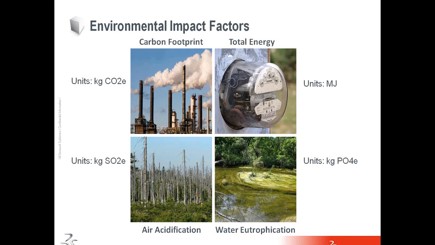Air acidification is a proxy. Air acidification and water eutrophication both are a couple of proxies that SolidWorks Sustainability uses to show the environmental impact caused by a particular product to the air and the water. And the units are kilograms of sulfur dioxide equivalent for air acidification and the kilograms of phosphate equivalent for water eutrophication.